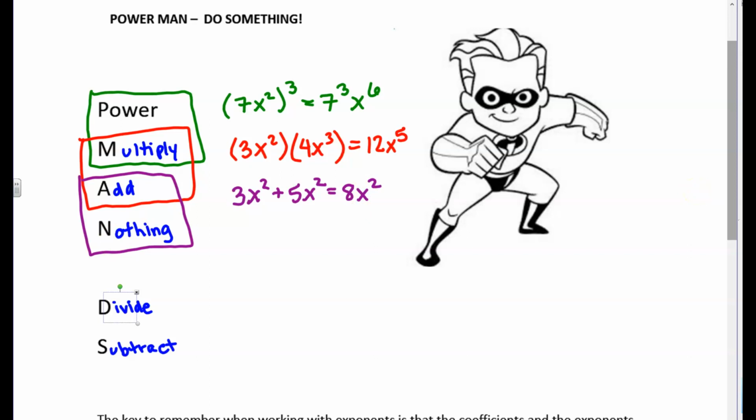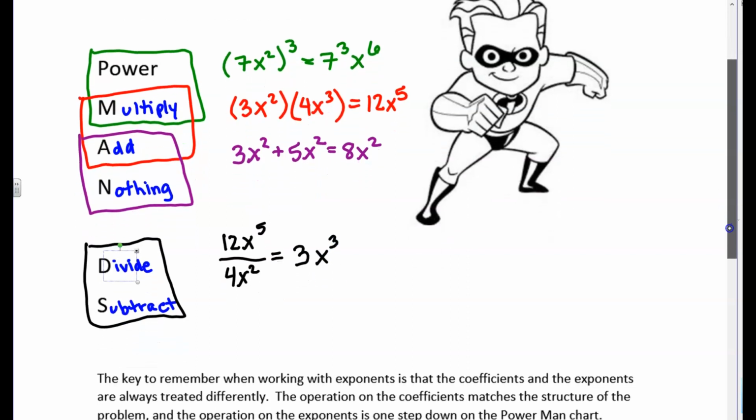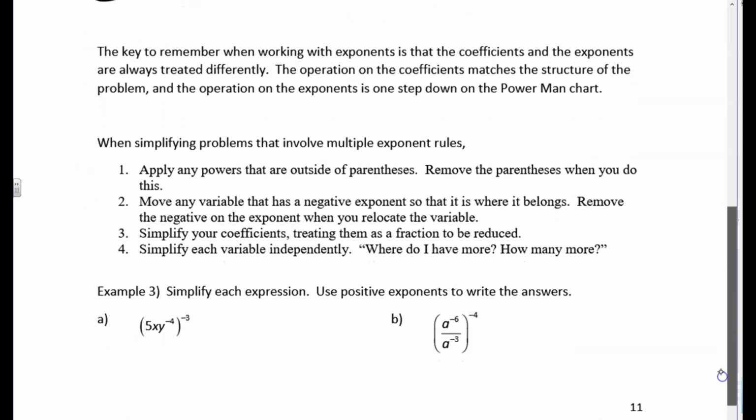And then last but not least, when we divide, we subtract our exponents. So if we had 12x to the 5th over 4x squared, we divide my coefficients to be a 3, and then we subtract those exponents, x to the 3rd. So that's a little mnemonic to help you guys. PowerMan do something. So that's how we deal with single things happening.